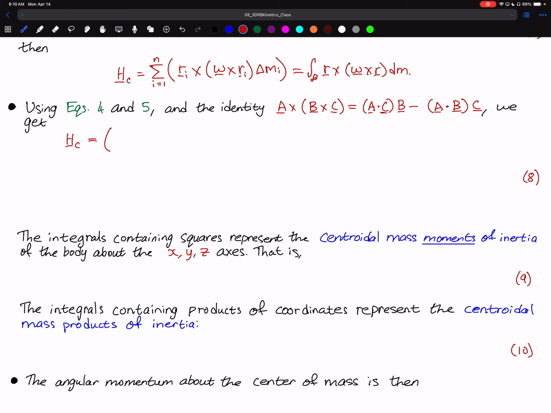We're going to have omega x times the integral of y squared plus z squared dm, minus omega y times the integral xy dm, minus omega z times the integral of xz dm. All of that is in the i direction.